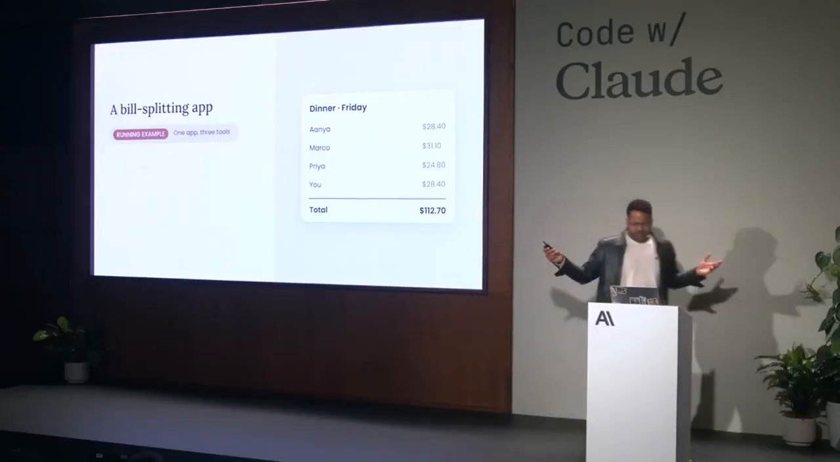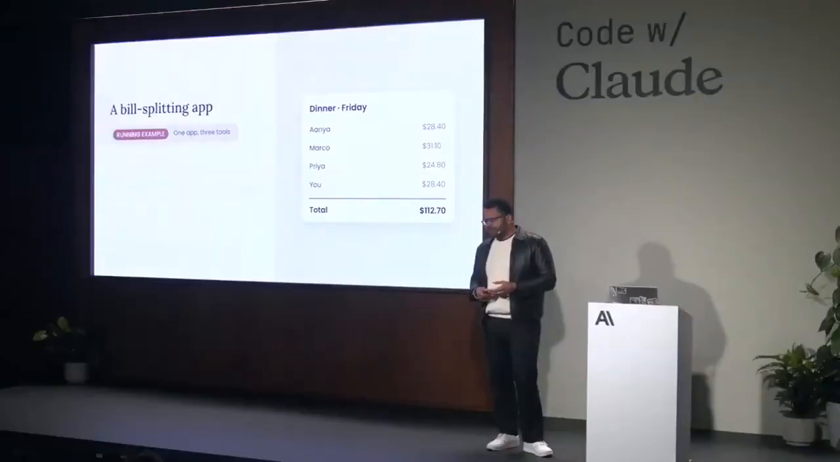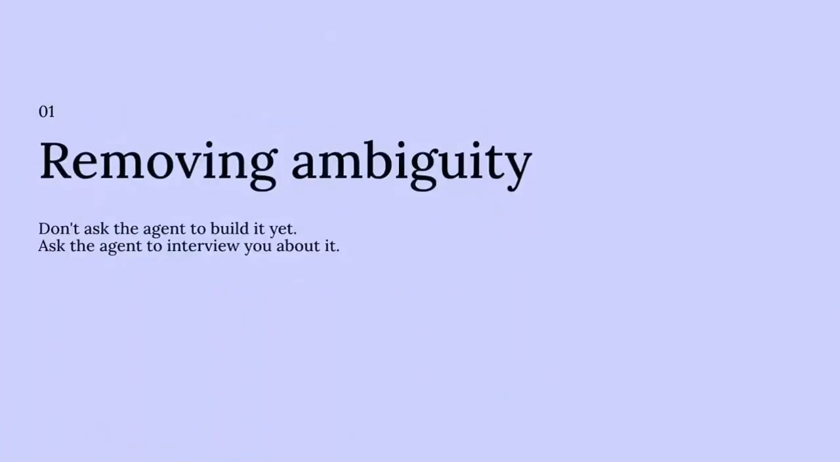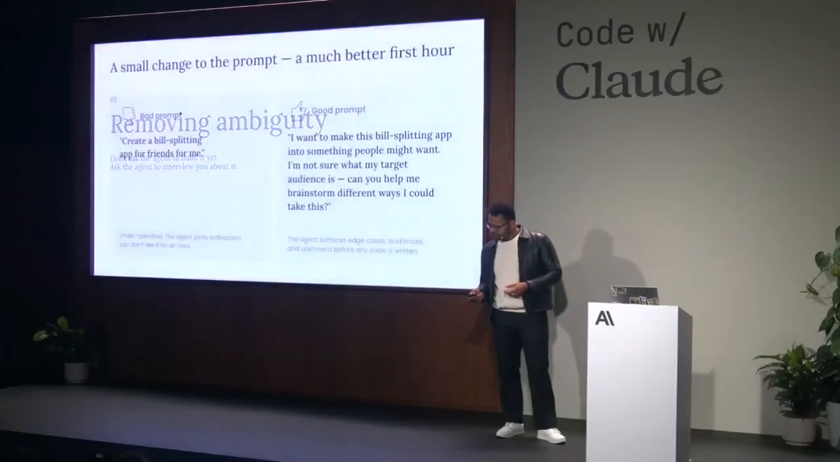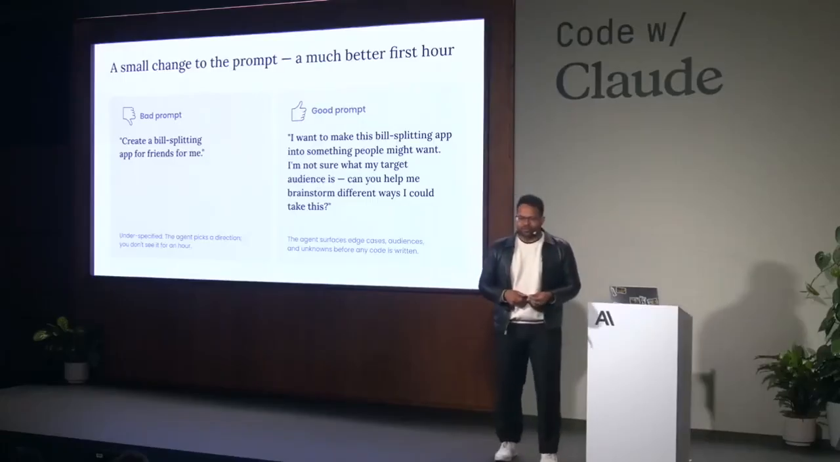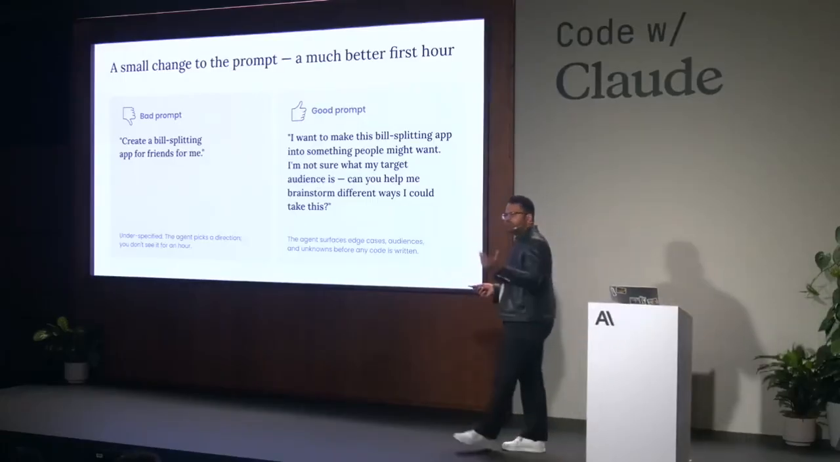Let's say we want to do a bill splitting app. Very simple. You go out with friends, you want to find out who owes what. Let's let Claude interview us around doing this. So in this case, before I do that, I'm going to give you an example of how you would do this and how you could do this better. What's good prompting, what's bad prompting?